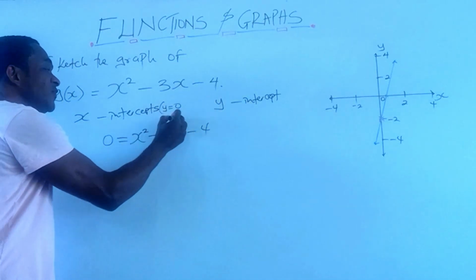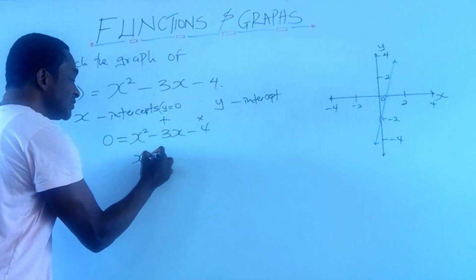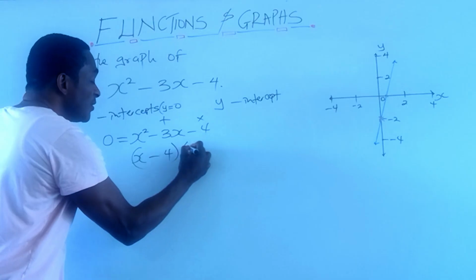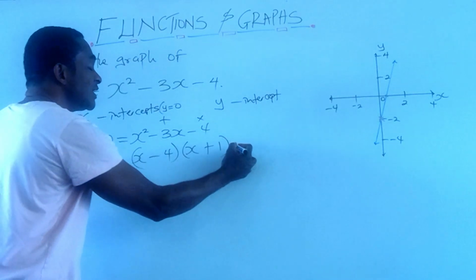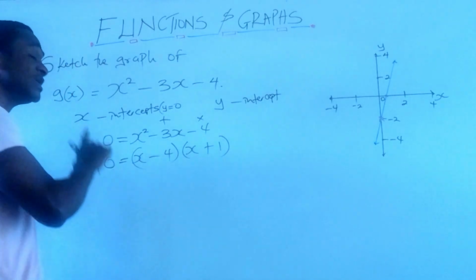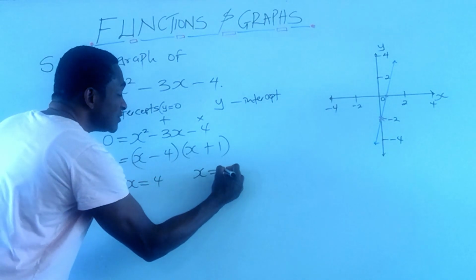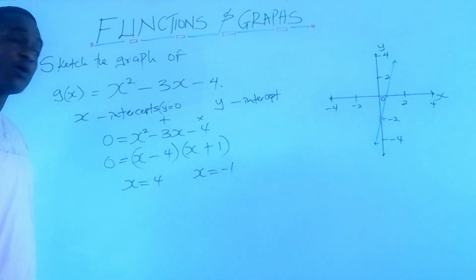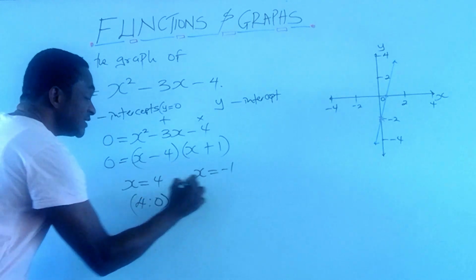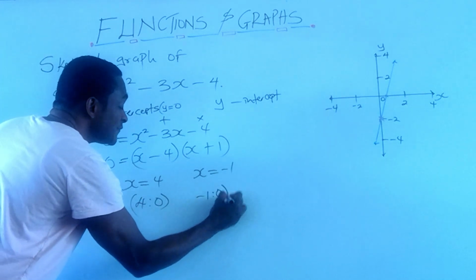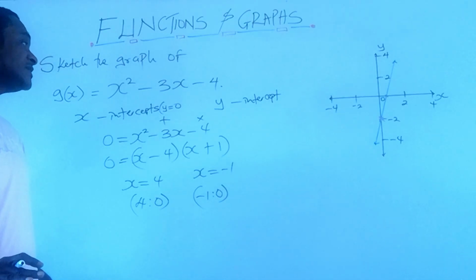Factorization, remember: two values that you add to get this, multiply to get this. So our factors here are minus 4 and plus 1: minus 4 plus 1 gives us negative 3, and minus 4 times 1 gives us this. So these are our factors. If we are solving for x, we have x equals 4 and x equals negative 1. So as coordinates, we have 4 and 0, remember y is 0, and negative 1 and 0. We have our x-intercepts.